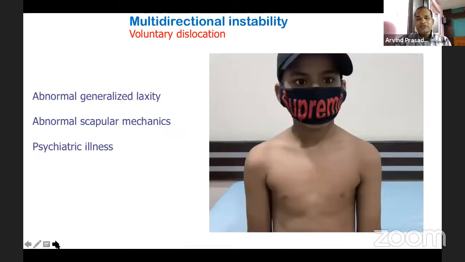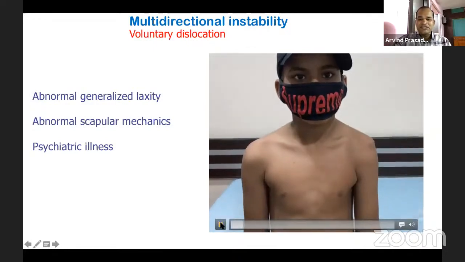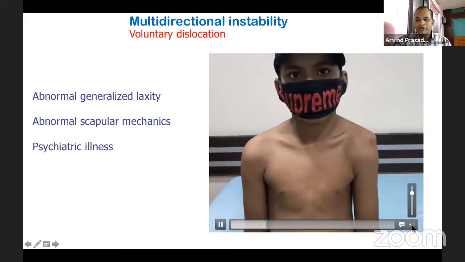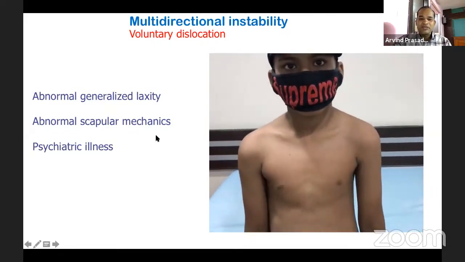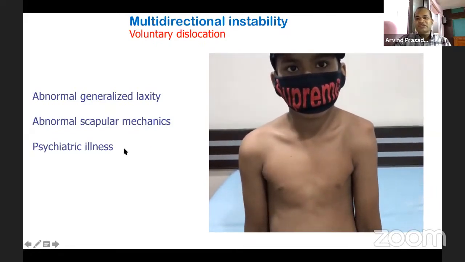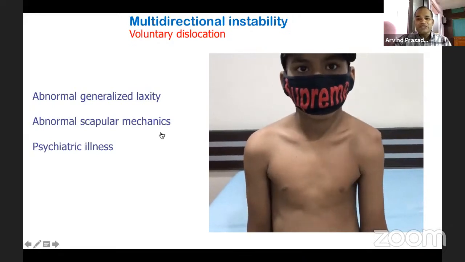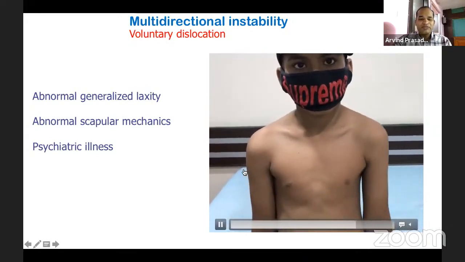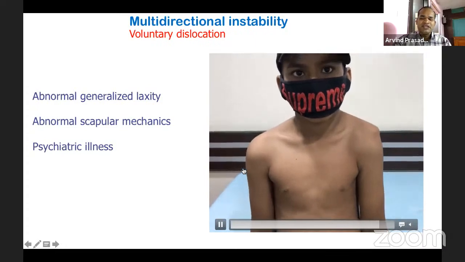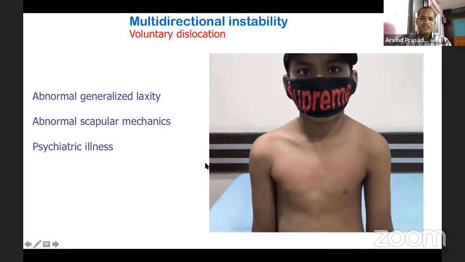Some patients will have multidirectional instability. This may be because of generalized laxity, or because of abnormal scapular mechanics. And some patients have a psychiatric problem. They think they are supreme or Spider-Man type of thing, and they try to do voluntary dislocation of the shoulder joint. So whenever there is voluntary dislocation, generalized laxity should always be checked.